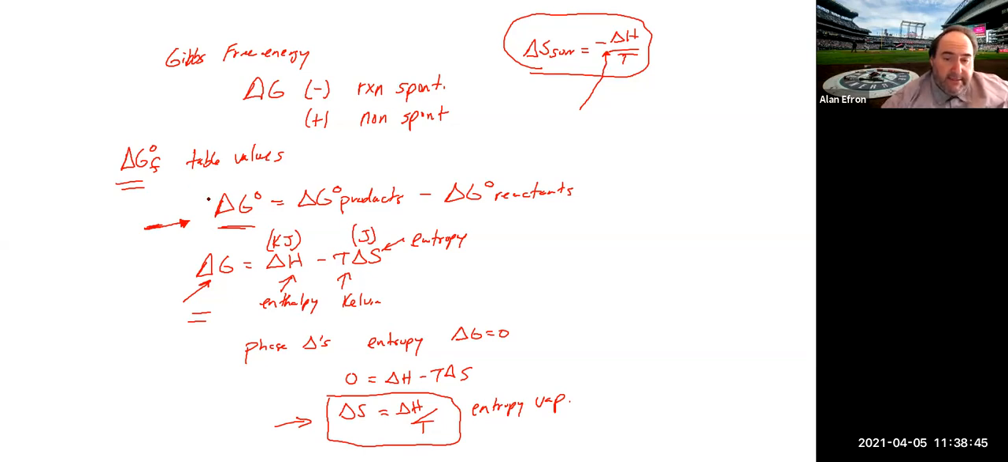Any questions on any of that stuff? I think we talked about it last time. Okay, so we've now seen a couple different ways to calculate delta G. We're going to see a couple more ways as well here.